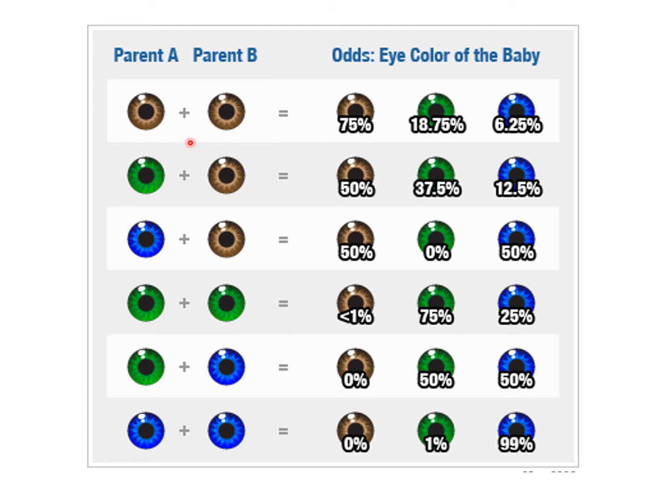If we look at the green and a brown parent, you can see that it provides a 50% chance of brown, 37.5% chance of green, and 12.5% chance of blue. Looking down the bottom here, you can see that if both parents have blue eyes, the chances of the children receiving brown eyes is 0%, green is 1%, and a 99% chance of receiving blue. This also comes down to the dominance and recessiveness of the genes, which we will discuss further at a later date.